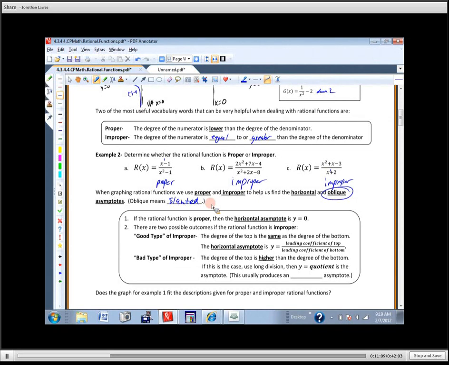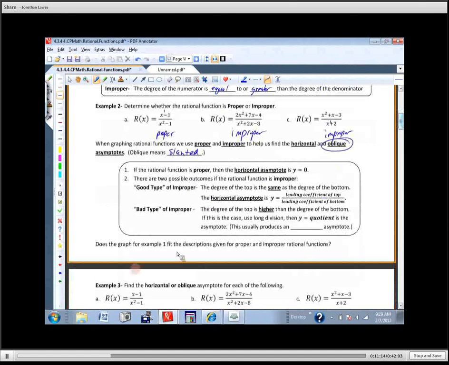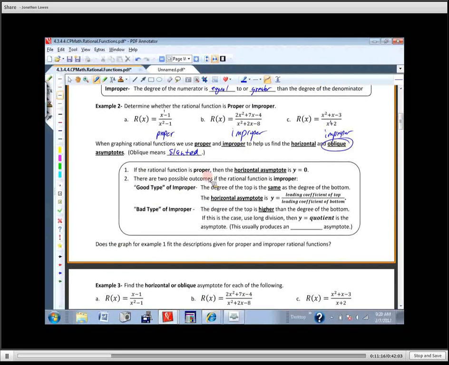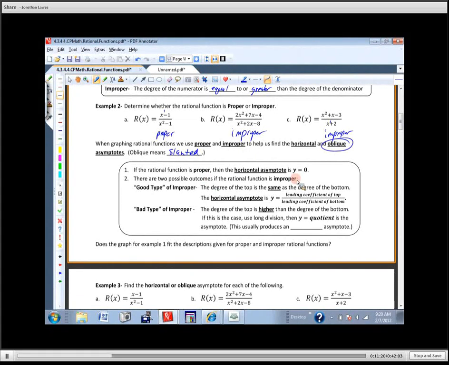Okay, now this looks like a ton of stuff to remember, but it's pretty easy, okay? If the rational function is proper, then the horizontal asymptote is y equals 0. It's that simple. If you look at it and say that it's proper, then the horizontal asymptote, out near the ends, it's got to approach y equals 0. Okay? So on this one right here, what would the horizontal asymptote be? It'd be y equals 0.